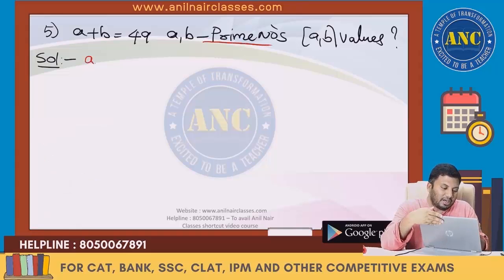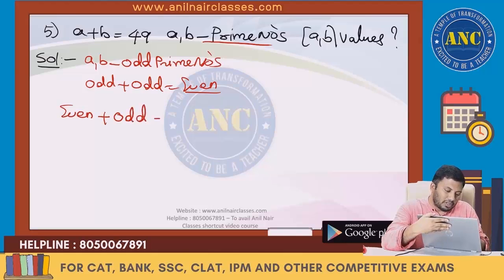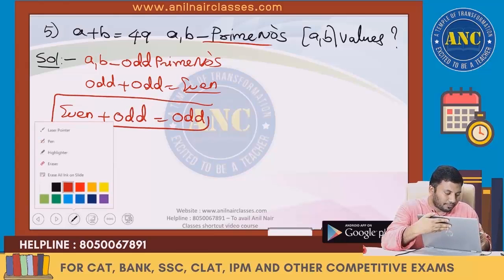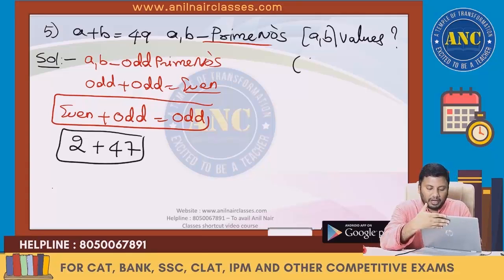Suppose I take A and B as odd prime numbers, this will become odd plus odd. Odd plus odd is an even number. But 49 is an odd number. The right hand side is odd, so it has to be even plus odd. Even plus odd only will give you odd. So what is the lowest even prime number? 2. The next number is 47. 2 plus 47. So the only prime values which will satisfy are 2 and 47.